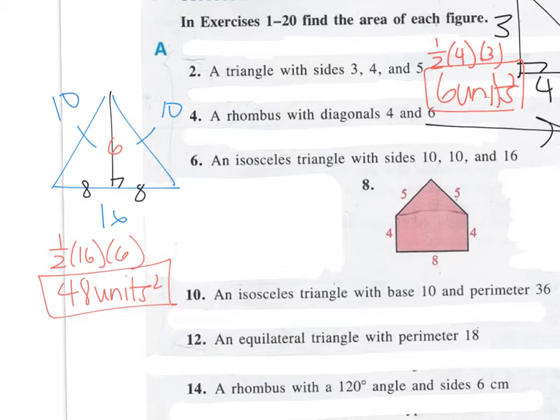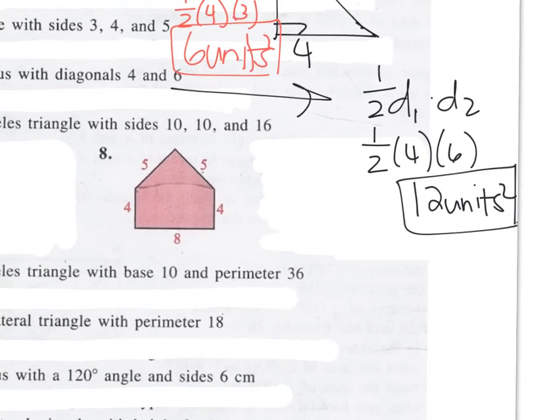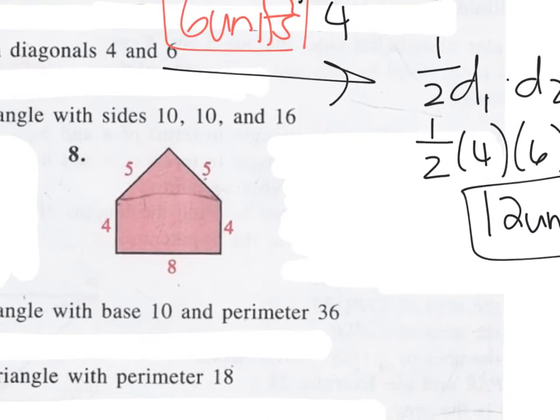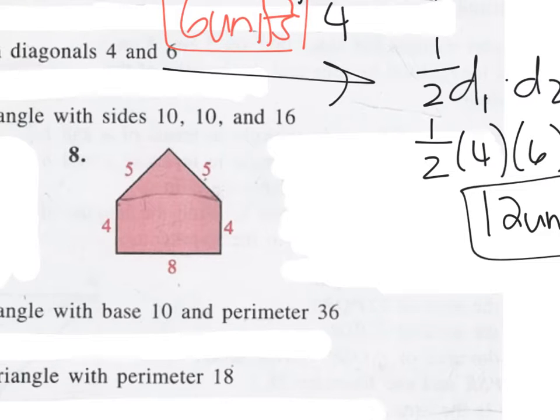Still with me? Yeah? Okay, 8. So it's kind of drawn there to help you out a little bit. But if I divide this into two shapes, what's the top shape? Specifically, what kind of triangle? Isosceles. What's the bottom? A rectangle. So the area here would be 4 times 8, which is 32. This would have been 8.